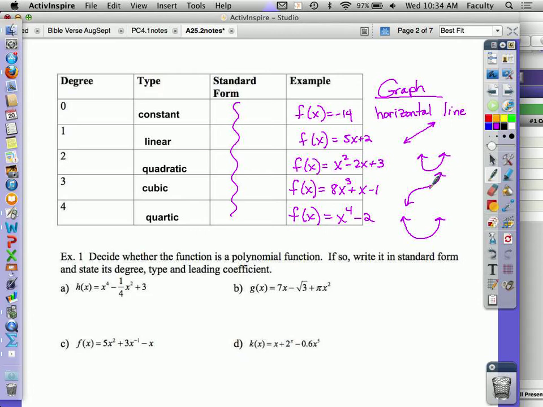So let me give you a head start on example 1, because I feel like I've defined this well for you. I want you, on all 4 of these, to decide whether the function is a polynomial function. So you're going to write yes or no. If it's no, you're done. You don't do any more to that problem. If it's yes, write it in standard form. That means in descending order. State its degree, type, here's the type, constant, linear, quadratic, cubic, quartic, and the leading coefficient. Okay, so try all 4 of those.